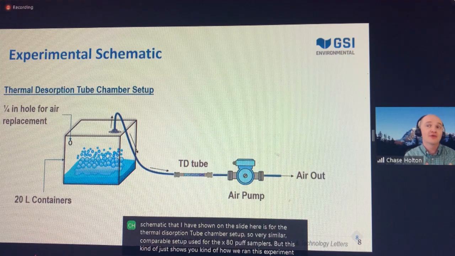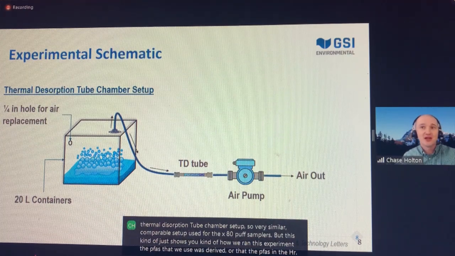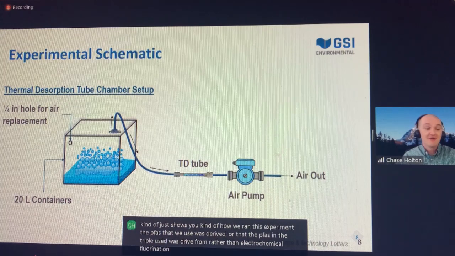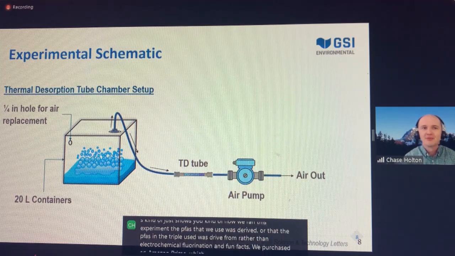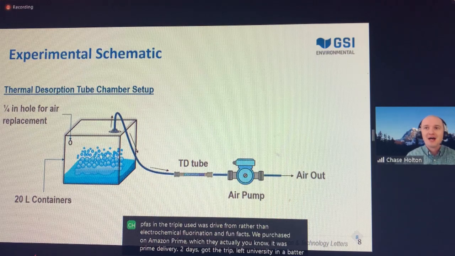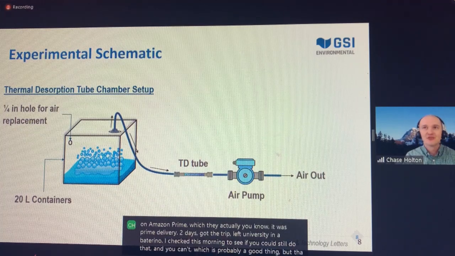The PFAS in the AFFF used was derived from fluorotelomerization rather than electrochemical fluorination. And fun fact, we purchased the AFFF on Amazon Prime. It was Prime delivery, two days, and got the AFFF to University of Nevada, Reno. I checked this morning to see if you could still do that. You can't, which is probably a good thing. But that's how we got this initial research started.